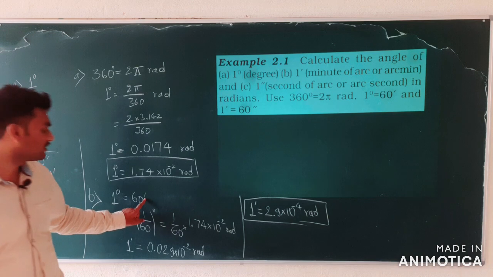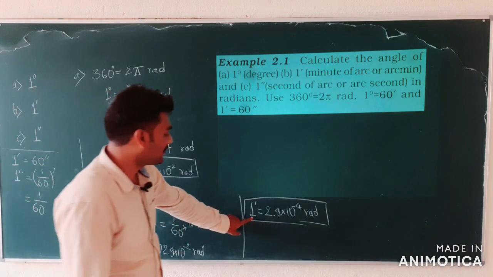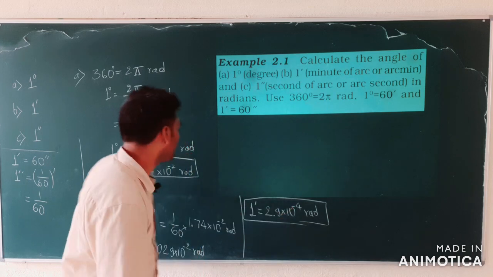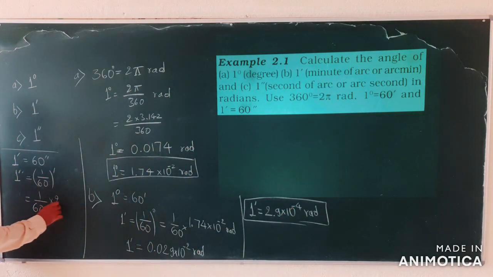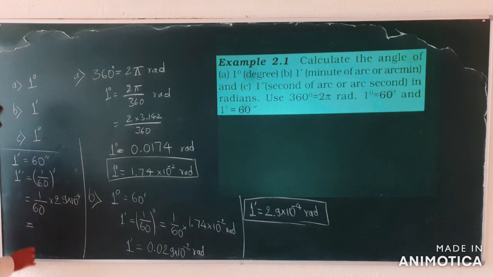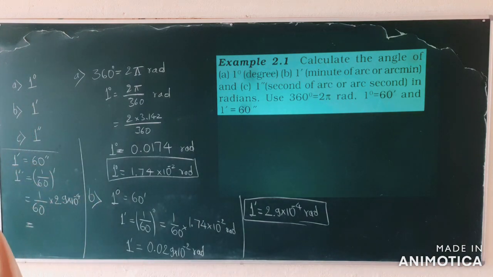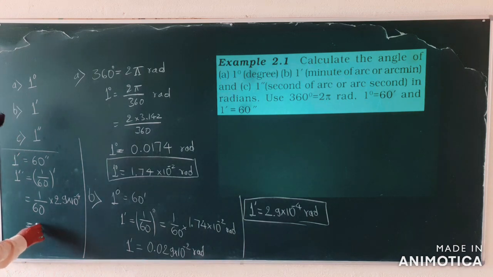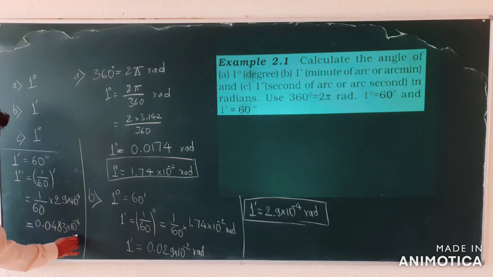1 arc minute expressed in terms of radians is 2.9 into 10 to the power of minus 4, which is equal to 2.9 divided by 60, and the value is 0.0483 into 10 to the power of minus 4 radians.